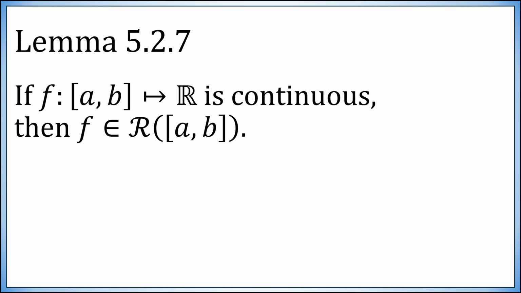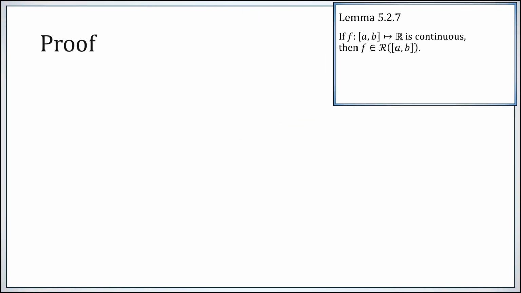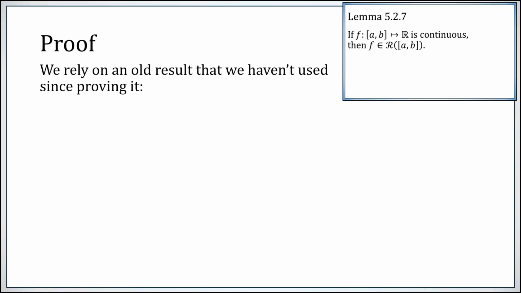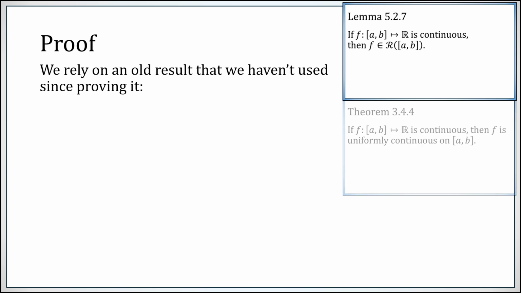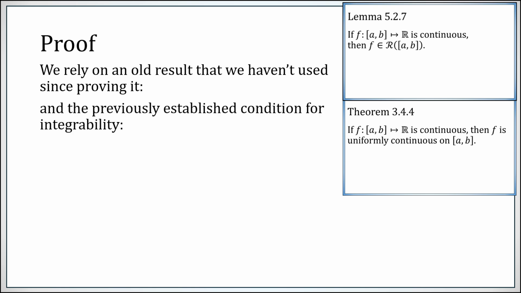So let's look at Lemma 5.2.7. Suppose f is a function which is continuous on the interval from a to b, including the endpoints. Then f is integrable on that interval. How would we prove this? We're going to rely on an old result that honestly we have not cited once since we proved it. If a function is continuous on an interval including its endpoints, then it is uniformly continuous on said interval.